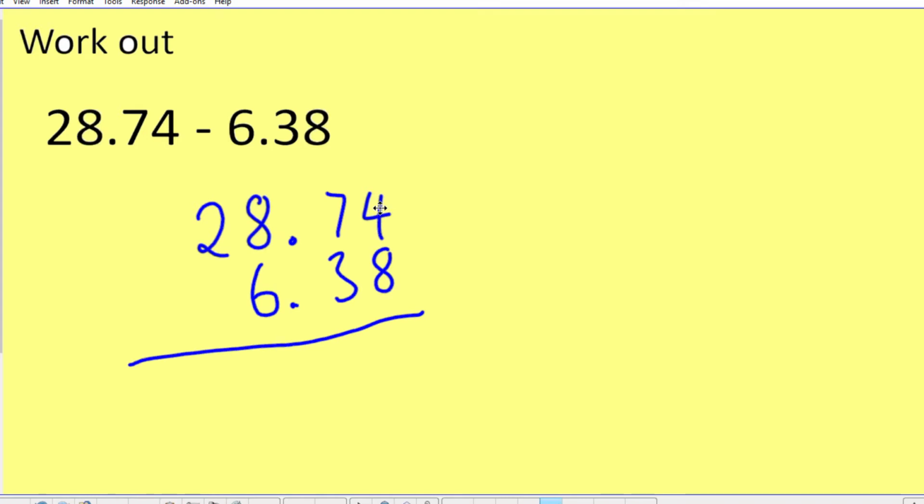Okay. 4 take away 8, we're taking away here. 4 take away 8 we can't do, so we've got to borrow 1. This becomes 6. This becomes 14. 14 take away 8 is 6. 6 take away 3 is 3. 8 take away 6 is 2. And 2 take away nothing is 2. So we're left with 22.36.